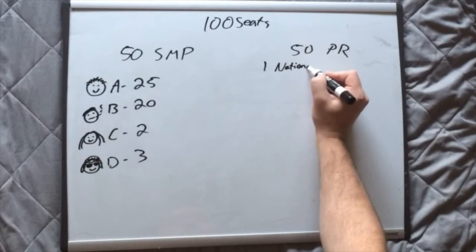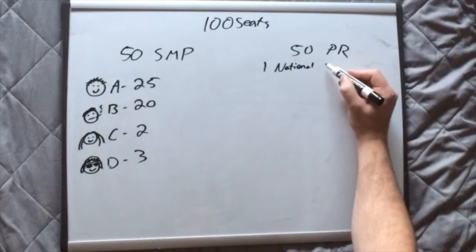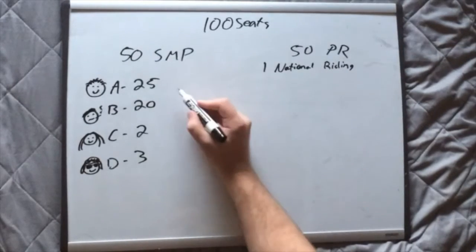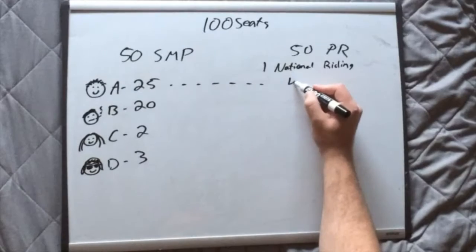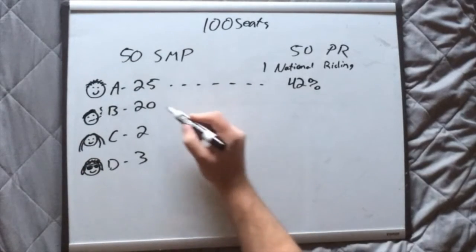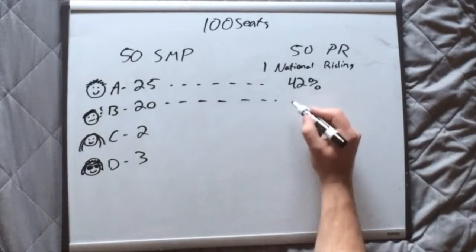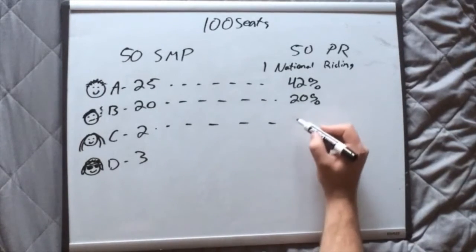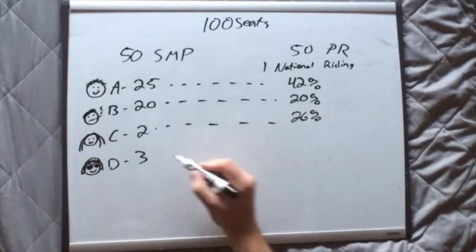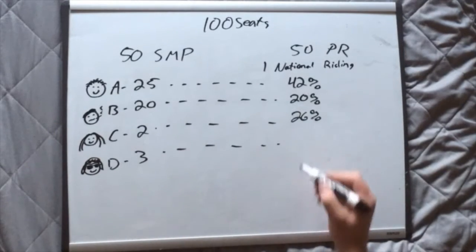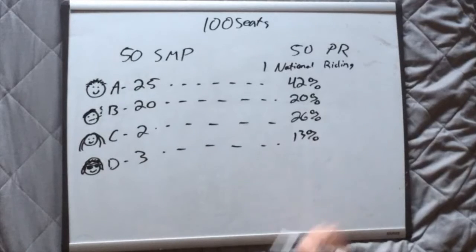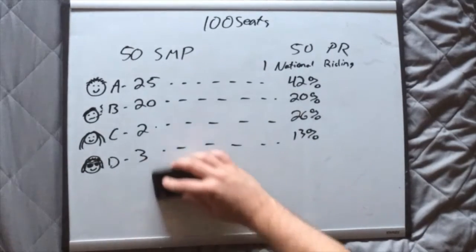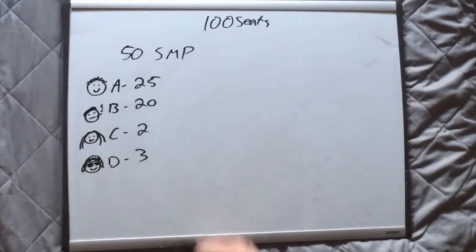Now in our example, the 50 PR seats will be determined by a single national riding. Here we see that Party Alpha got 42% of the proportional vote. Party Bravo got 20%. Party Charlie got 26%. And Party Delta 12%. While this certainly tells us something about how voters behave and think, it isn't quite everything just yet.